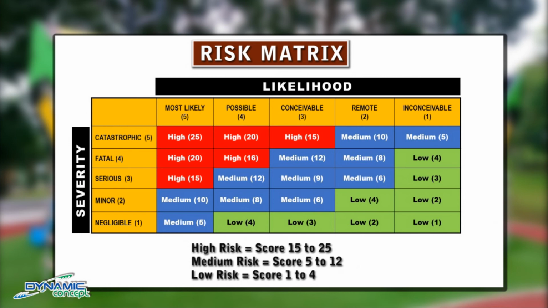From that, risk rating can be determined by using this matrix. The risk score is determined by multiplying the score for the likelihood and severity values. The higher the score, the greater the overall risk for that activity. Risk can be classified into three: high, medium, and low.